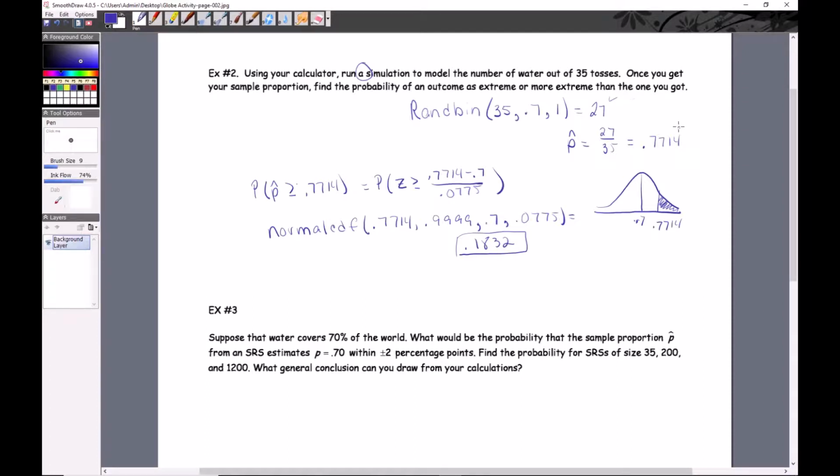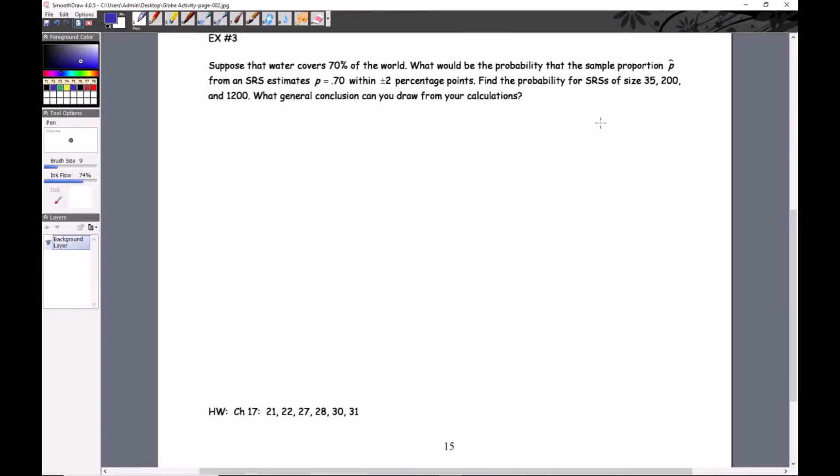Or actually this is proportion, so we're really talking about this. But it relates directly to number of successes. So do you see the connection between binomial and just inference basically for proportions? It's closely related. All right, so here's the last thing.